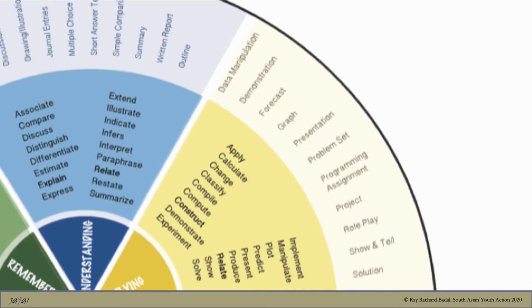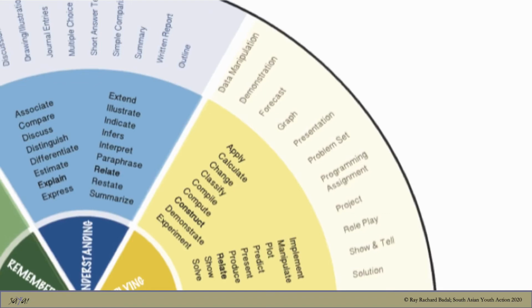I then think about an activity that will provide me with a way to measure whether or not my learners can do these things. After looking at the suggested activities and verbs, I decide that I will have them classify learning objectives within the 6 levels of Bloom's taxonomy.